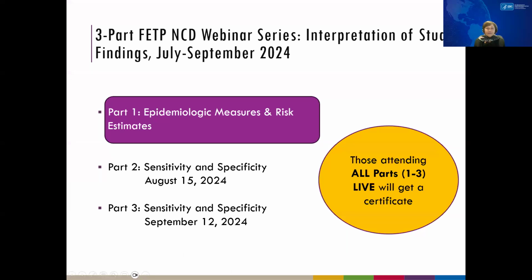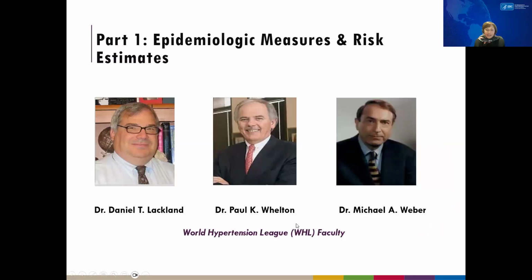So today we are excited to bring you a new three-part series on interpretation of study findings. This series will run from July to September. Please note the dates for the upcoming sessions. And just a reminder that those who attend all three sessions will qualify for a certificate of completion. Today, Professor Lackland, Welton, and Weber will discuss EPI measures and risk estimates, describe frequently used EPI measures, and the applications of different risk measures. With that, I turn it over to our speakers.